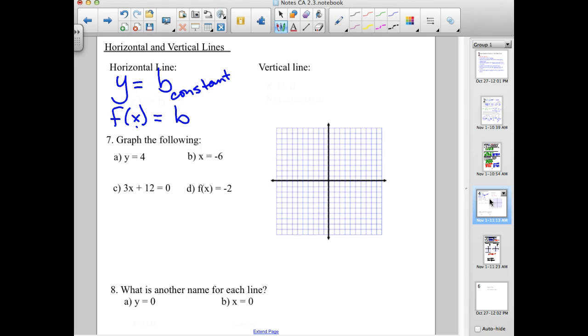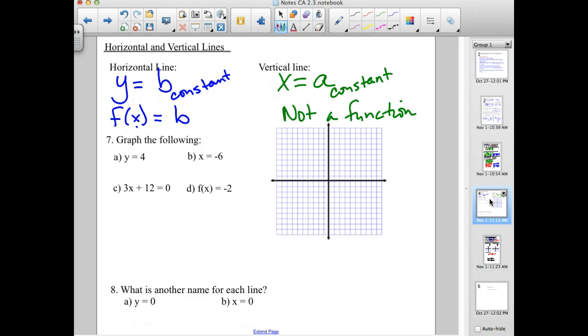What kind of equation do we write for vertical lines? Picture a vertical line. Yes. x equals something. So x equals some constant. But a vertical line is not a function, right? Doesn't pass the vertical line test. So we can't write it in f of x notation. There is no y in the equation to replace with f of x.